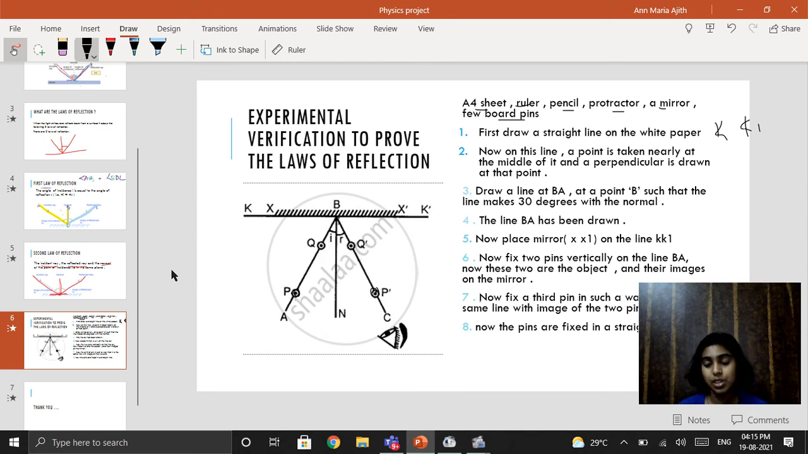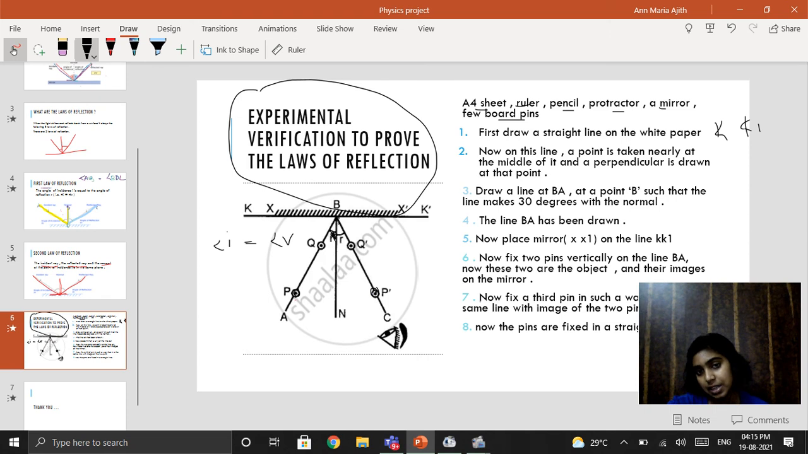In this image, we can prove both the laws. With the help of this experiment, we have proven our laws. The first law is that angle I, the angle of incidence, is equal to the angle of reflection. As you can see here, I is equal to R. And our second law was that the incident ray, the normal and the reflected ray lie on the same plane. We can see that all three, the incident ray, reflected ray and normal ray, are lying on the same plane.